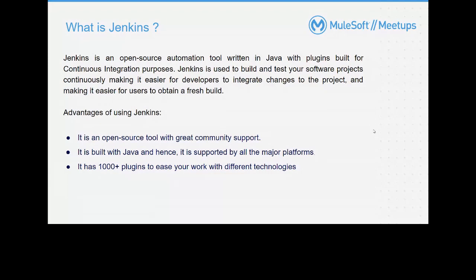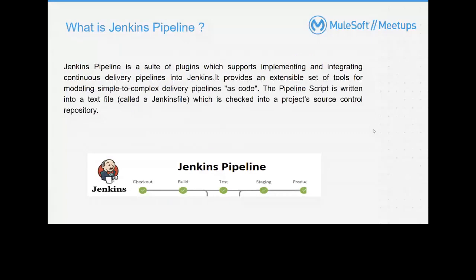Coming next, what is a Jenkins pipeline? A Jenkins pipeline is a suite of plugins which supports implementation and integration of continuous delivery pipelines into Jenkins. It provides an extensible set of tools for modeling simple to complex delivery pipelines as code. So writing a pipeline as code is the main feature Jenkins provides us. In Groovy script, we can define the whole pipeline very easily as code, and it gives us the flexibility that in future we can edit it or add steps according to our requirements.